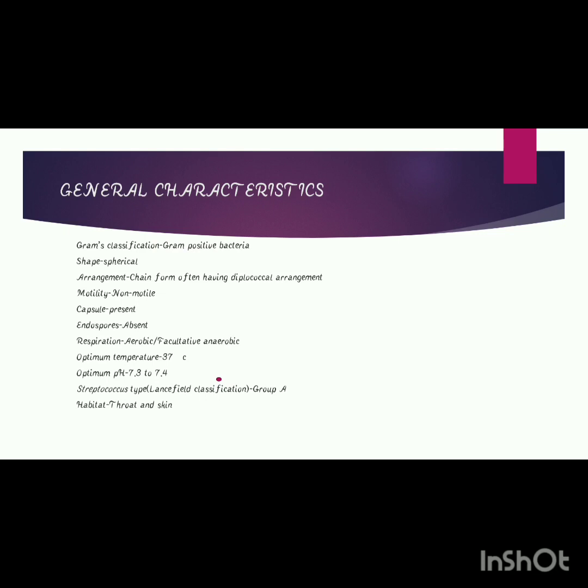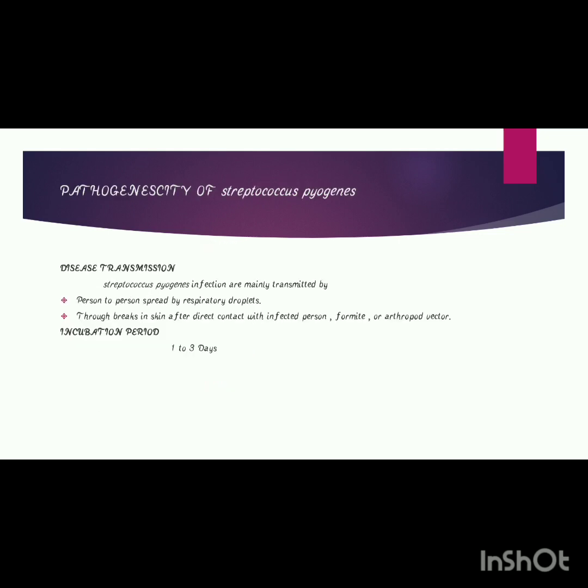Optimum temperature is 37 degrees Celsius. Optimum pH is 7.3 to 7.4. Streptococcus type is group A. Habitat is throat and skin. Pathogenicity. Disease transmission: person to person spread by respiratory droplets, and direct contact with an infected person. Incubation period is 1 to 3 days.